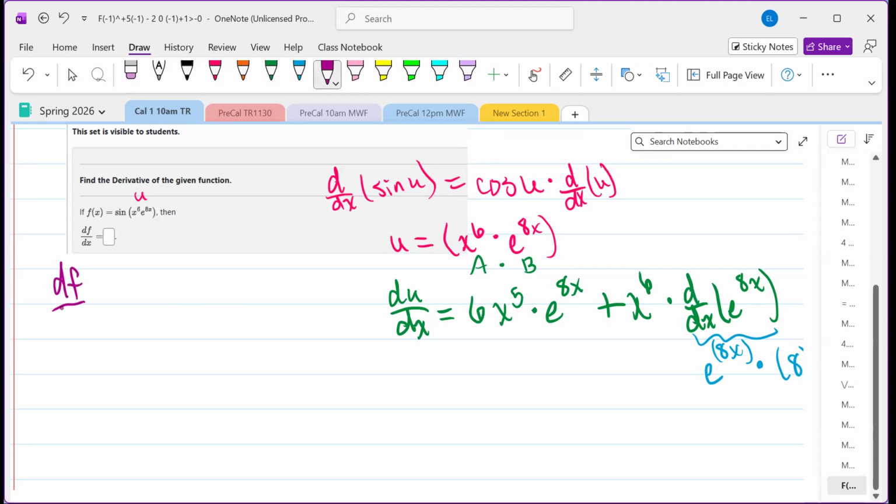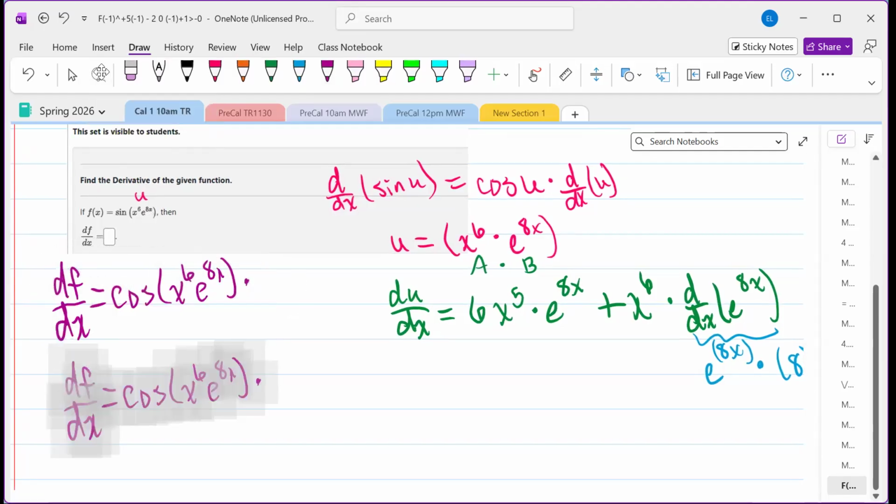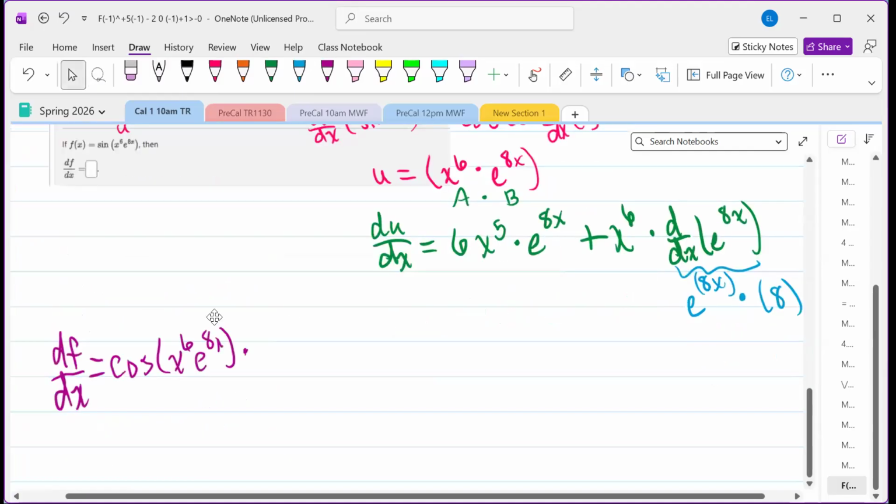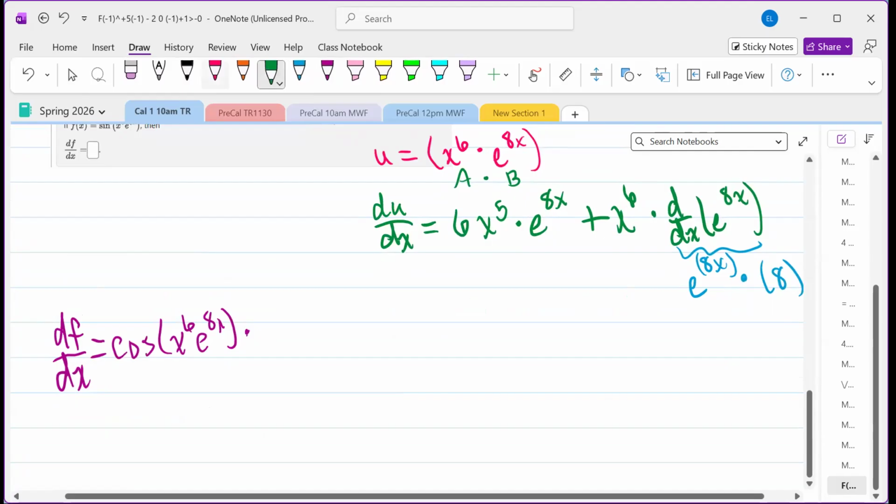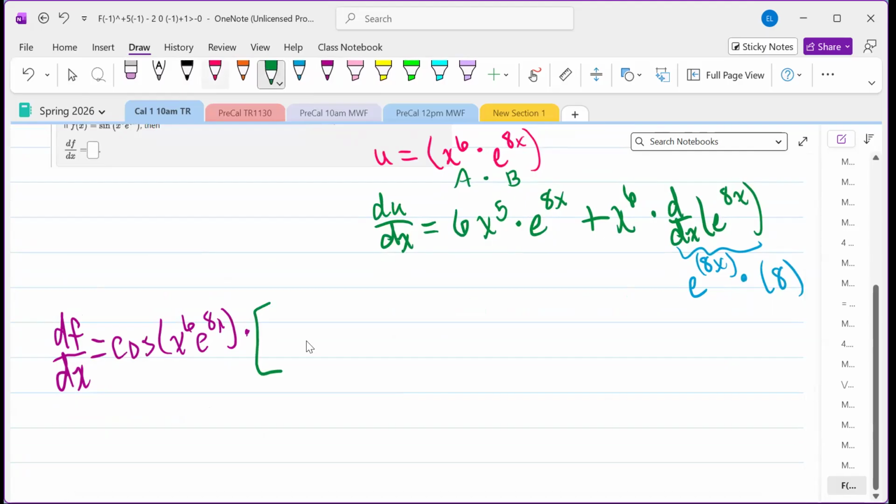So df dx is cosine of ugly times the derivative of ugly. Now the derivative of ugly is long, so I'm going to move this down. Give it some nice big parentheses. So 6x to the 5th times e to the 8x plus x to the 6th times e to the 8x times 8.